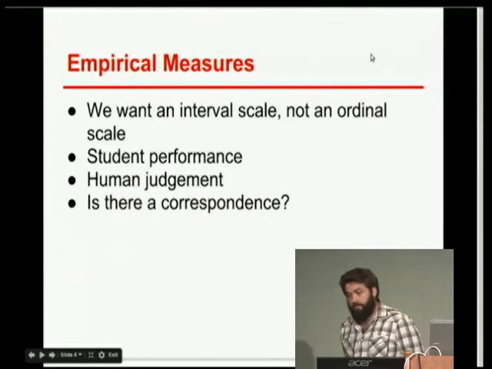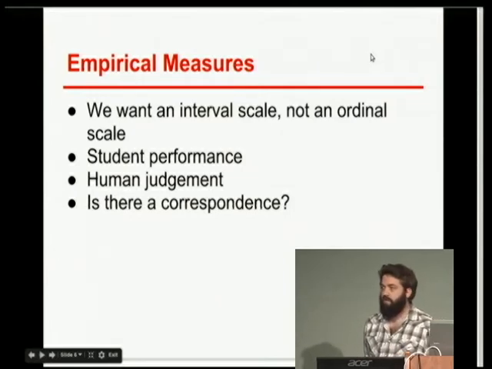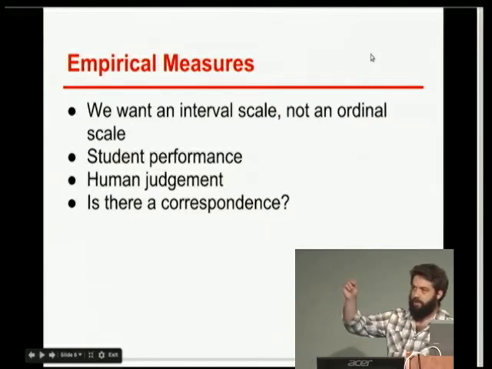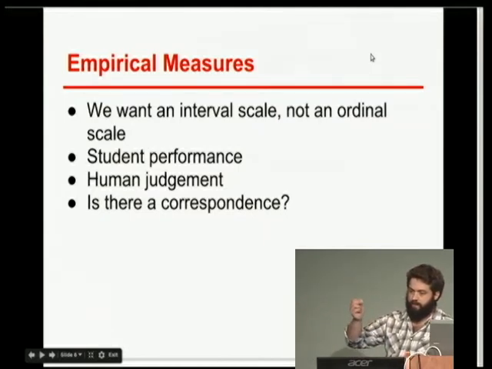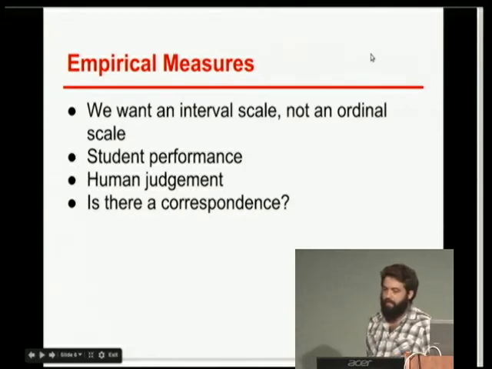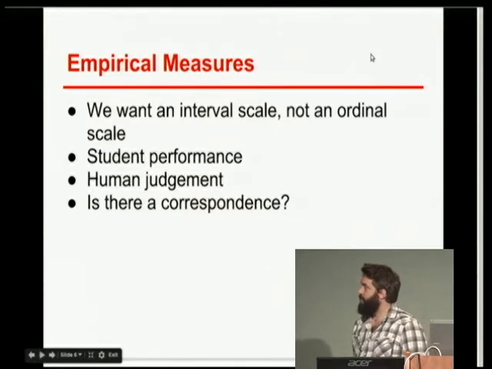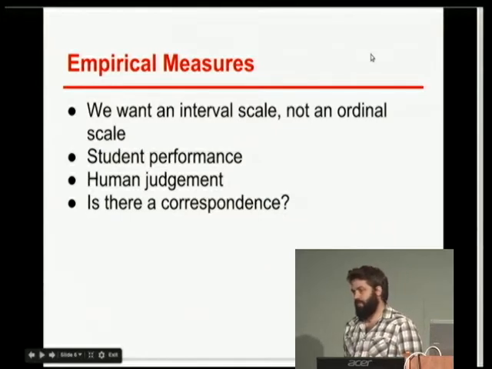So we want this research to be empirically based, and we want to create an interval, not an ordinal scale, and that just means that the distance between 100 and 200 on the scale is the same as 200 and 300. So it's not just an ordering, it's an actual continuous measure of difficulty or complexity of the book. We collected 2 classes of empirical measures: student performance on an assessment task, which I'll tell you about, and also human judgments of complexity.